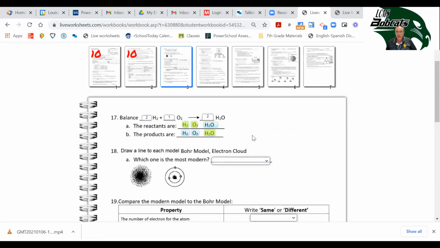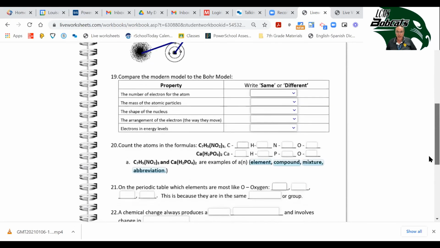Draw a line to each model, the Bohr model and the electron cloud. The Bohr model is this one that shows the electrons in orbit. The electron cloud is this one that sort of looks like a shotgun pattern. It shows all the places where the electrons could be. Which is the most modern one? It's the electron cloud. We use the Bohr model one in class because it's a little easier to understand. Well, it's a lot easier to understand.